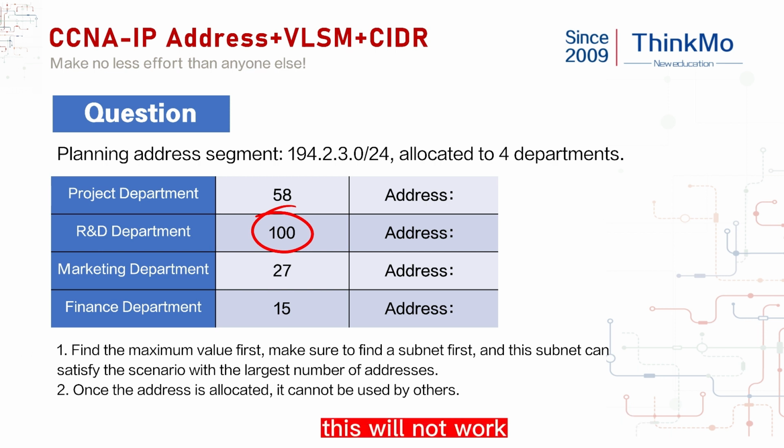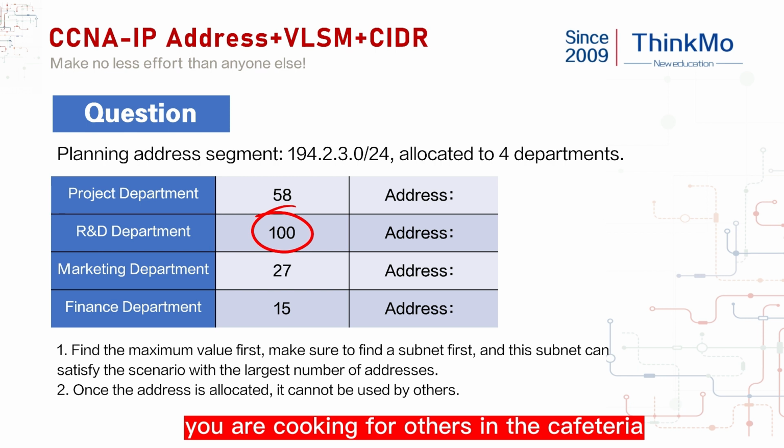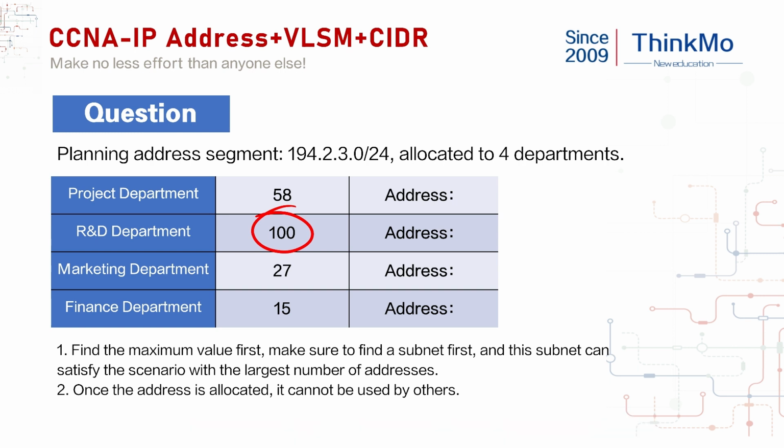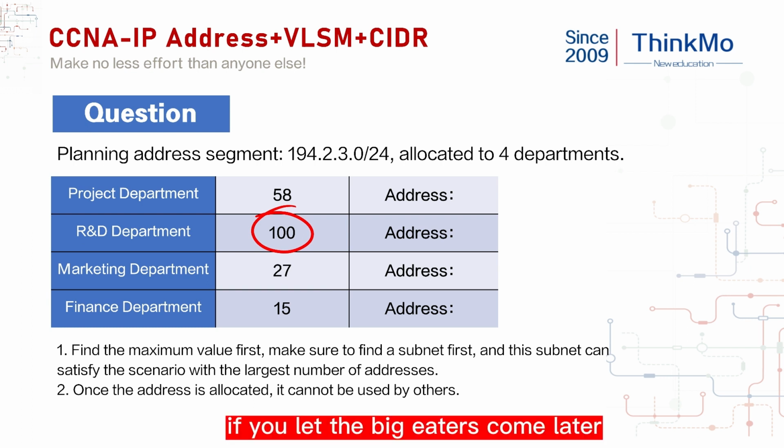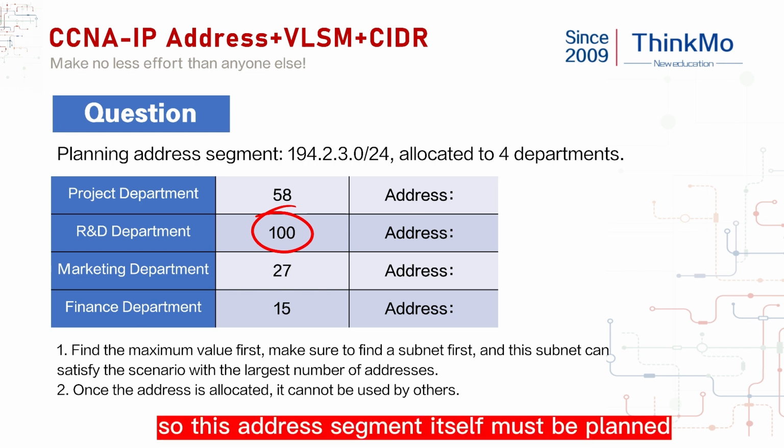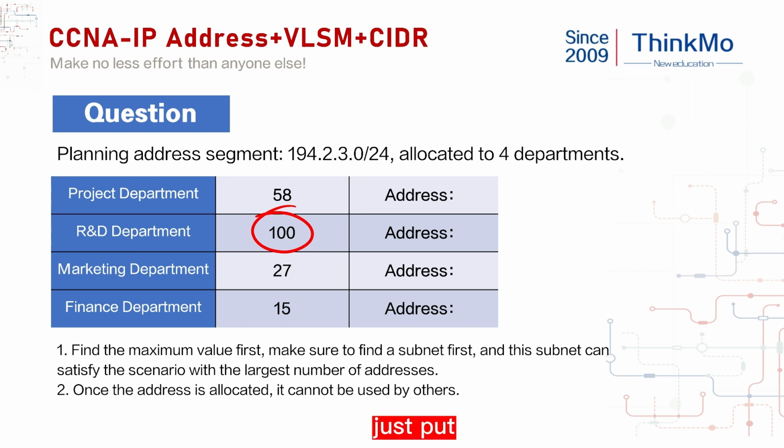This will not work. It's like you are cooking for others in the cafeteria. If you want to make sure everyone is fed, then you should let the big eaters come first, and the small eaters in the back. It has some headroom. If you let the big eaters come later, the leftovers might not be enough. So this address segment itself must be planned, and it's reasonable.